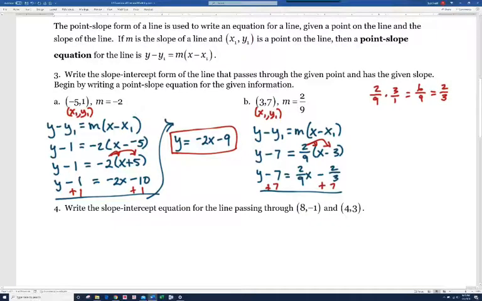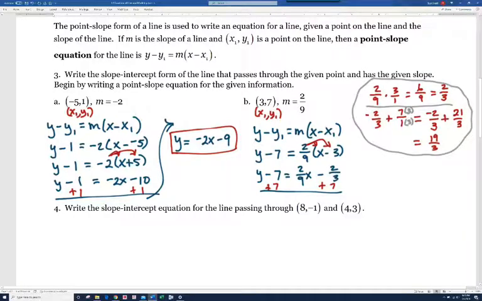Now we're going to add 7 to both sides. And again, we've got a little arithmetic to do here. We're adding negative 2/3 and 7. Notice I'm writing 7 over 1. And hopefully you recall we need a common denominator to add or subtract fractions. So I would change 7 over 1 to 21/3. Basically, all I'm doing is multiplying the denominator by 3 to get the denominator that I need. And then 7 times 3 is 21. Notice 21 over 3 is still 7. So 21 and negative 2 is 19. We get 19/3. And so our final answer is y equals 2/9 x plus 19/3.